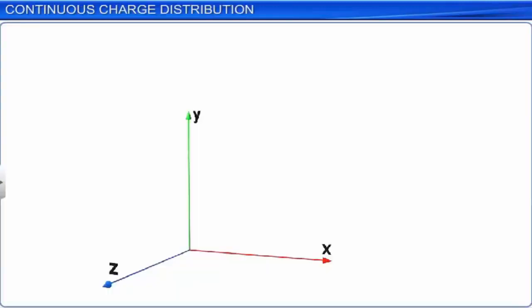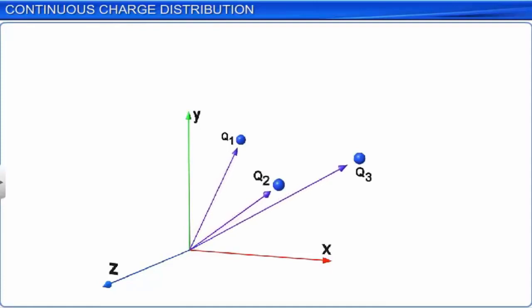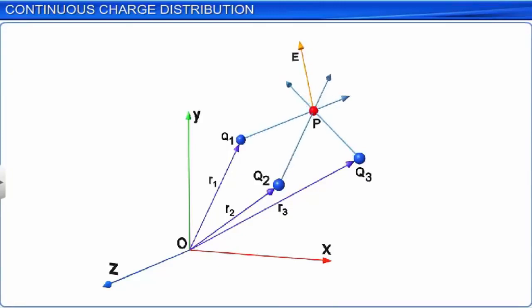Consider a region consisting of point charges Q1, Q2, Q3, and so on in air or in vacuum, with position vectors R1, R2, R3, and so on relative to the origin O. Let P be a point in this region. The net electric field strength E at the point P is the superposition of all the electric field strengths E1, E2, E3, and so on due to the individual charges Q1, Q2, Q3, and so on respectively.